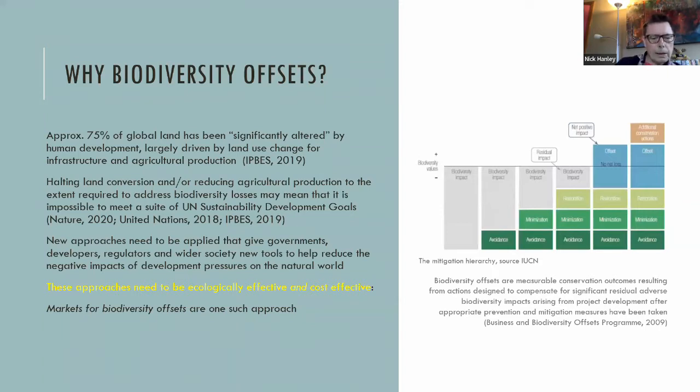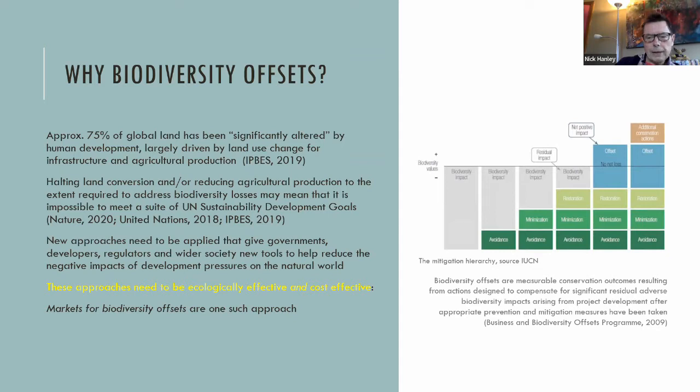So there's a need, I think, to look for new tools which would allow governments to essentially find a better way of offsetting, to use that word, the implications of development for some measure of biodiversity. And we need those tools to be ecologically effective. And as economists, we'd also like them to be cost effective. And markets for biodiversity offsets are one such approach. And that's what I'm going to talk about today.